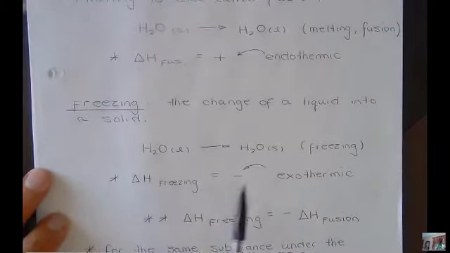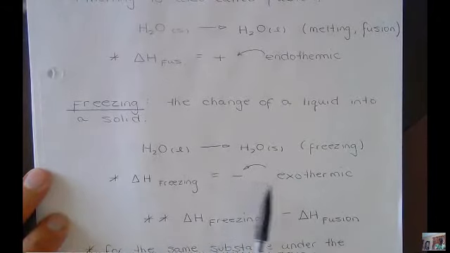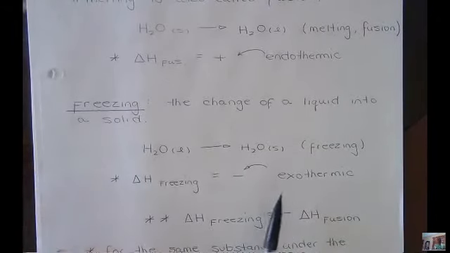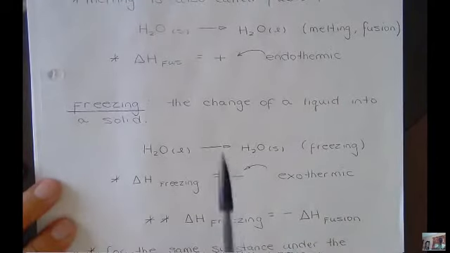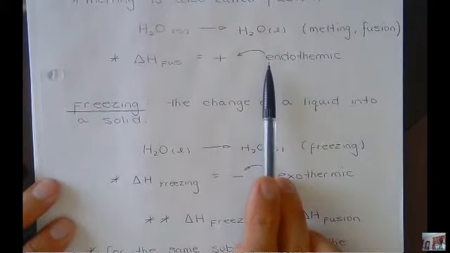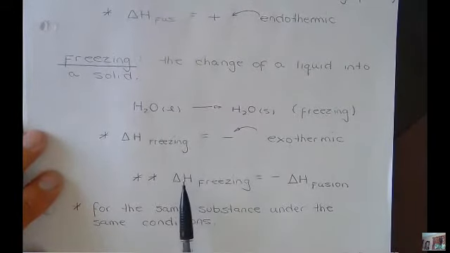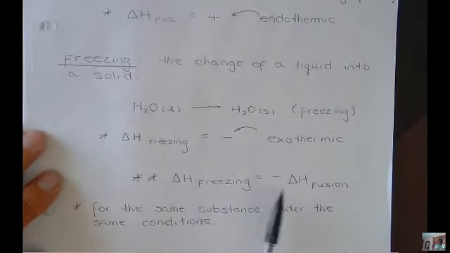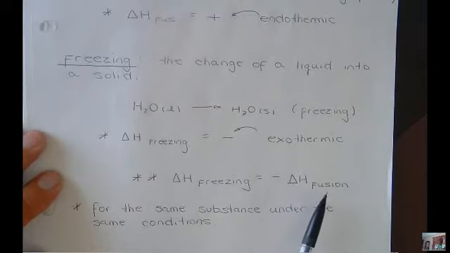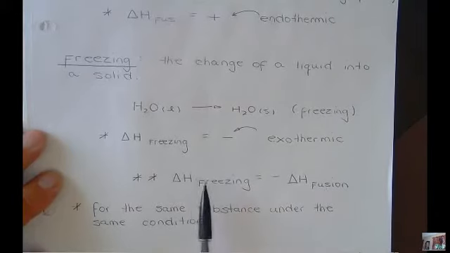Delta H for freezing is going to have a negative value, and that's exothermic, downhill to give off energy. This one is uphill to store energy in the bonds. Okay? Just like I mentioned before, delta H for freezing is equal to negative delta H for fusion. Remember, fusion is the fancy word for melting. Freezing was just going to be called freezing. Equal in magnitude, opposite in sign. Okay? So for the same substance, under the same conditions.